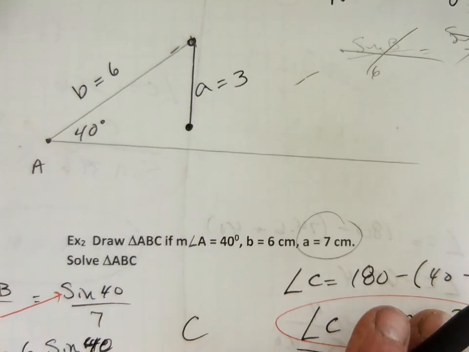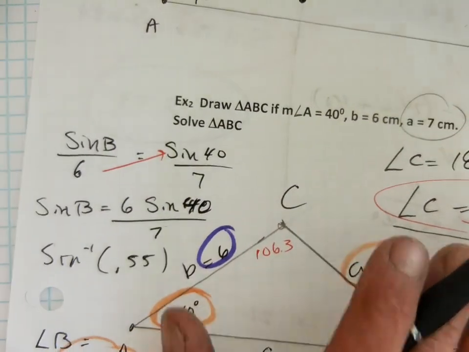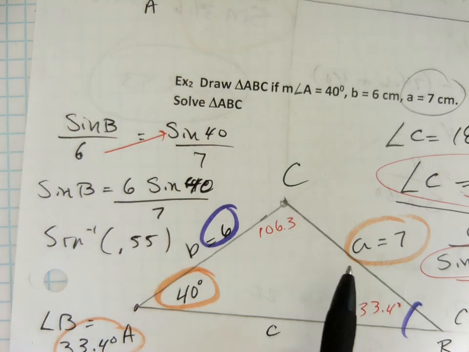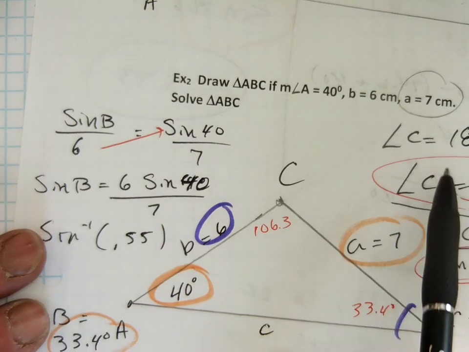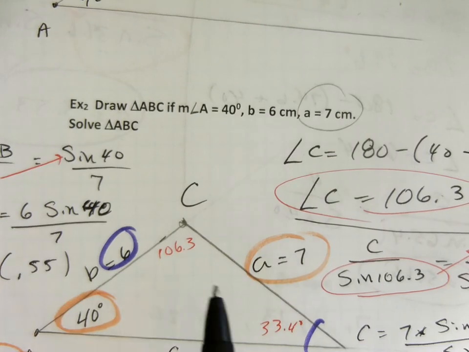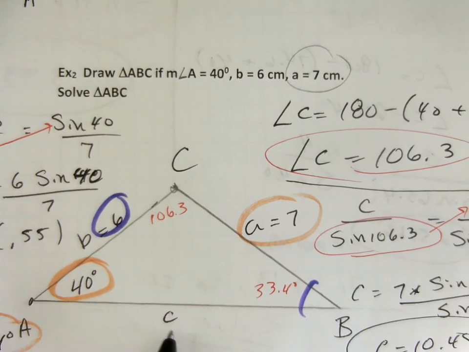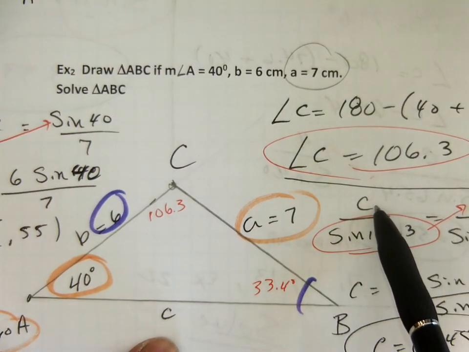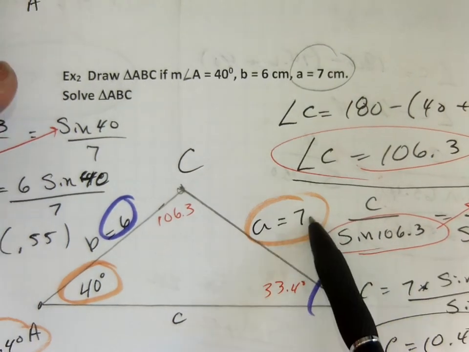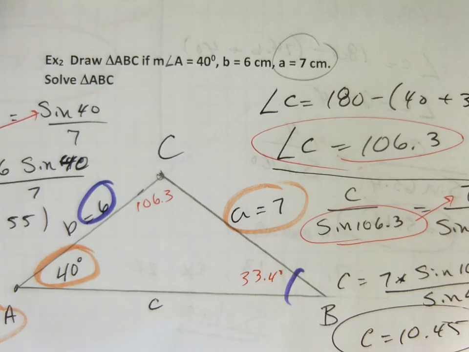So then I used the law of sines, and I found angle B by doing the opposite, sine of B, and I got 33.6. And then I found angle C because 180 degrees, so I subtract from 180. I got 106. And I was able to find little c by the law of sines again. Side C over the sine of its opposite angle equals 7 over the sine of its opposite angle, and I got C to be 10.45.